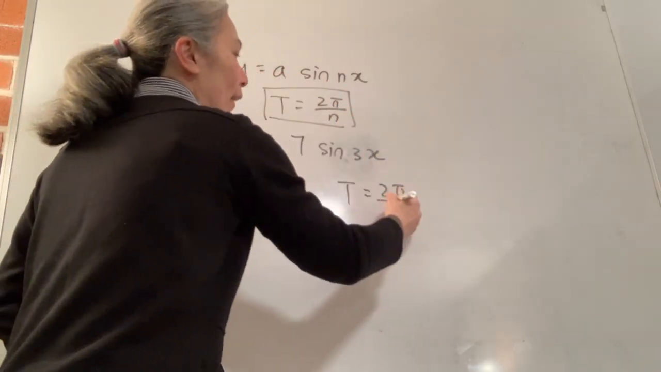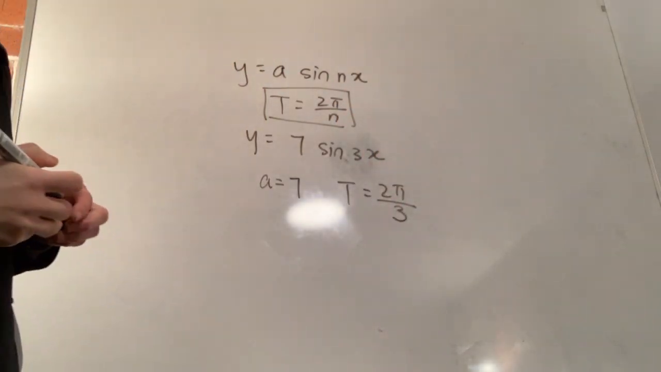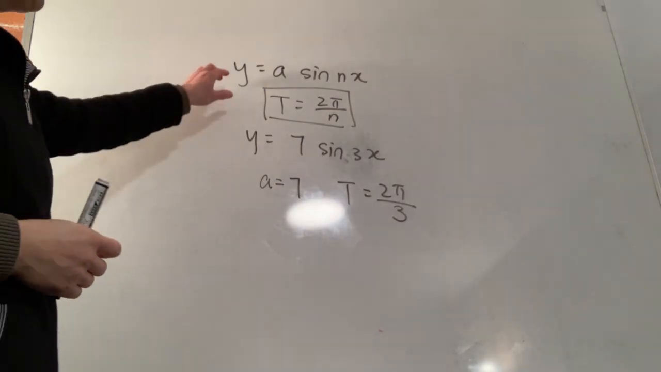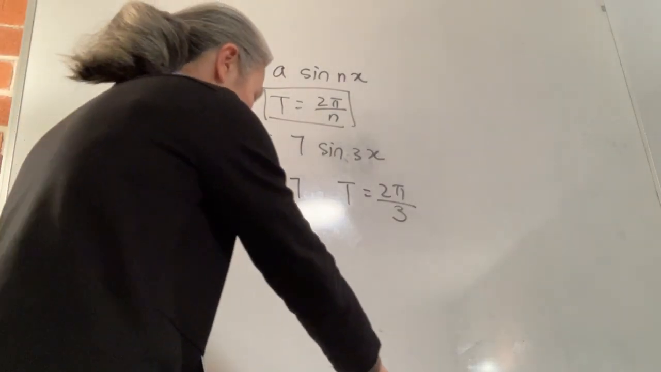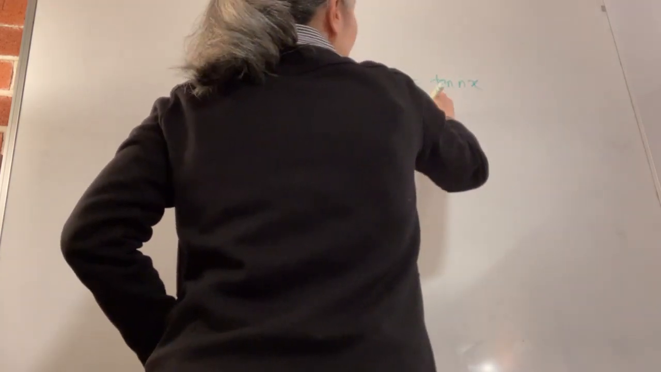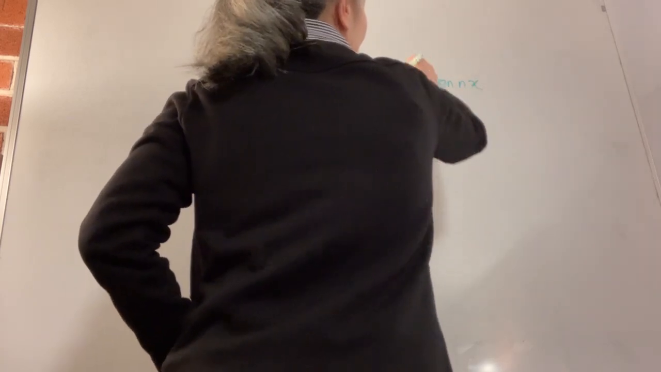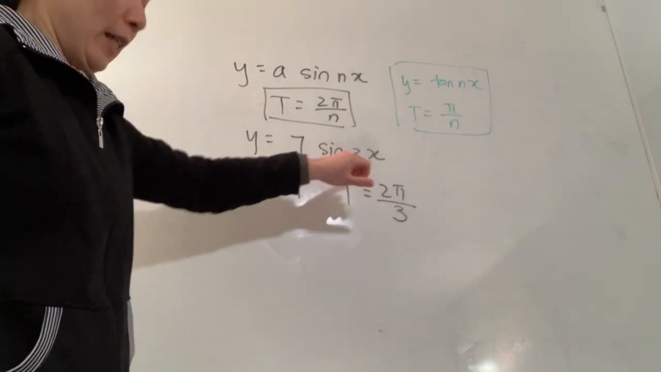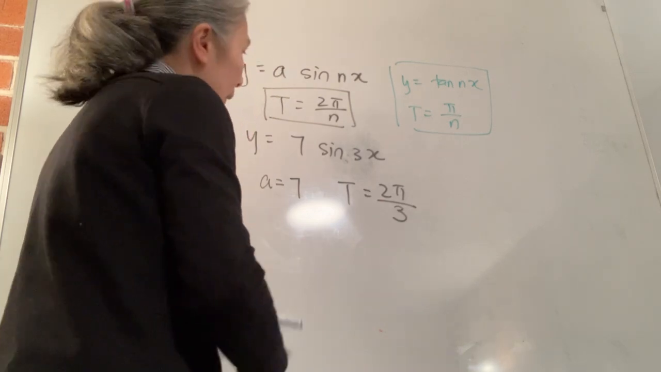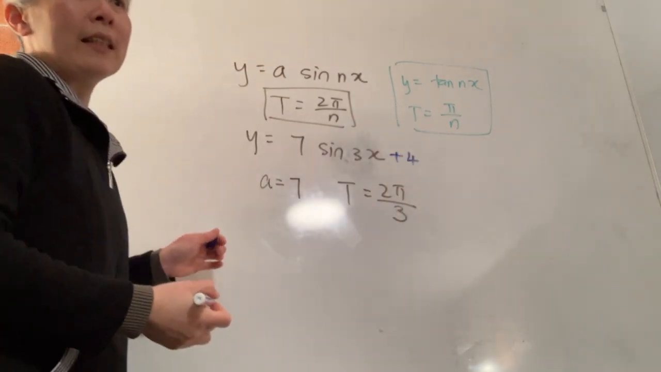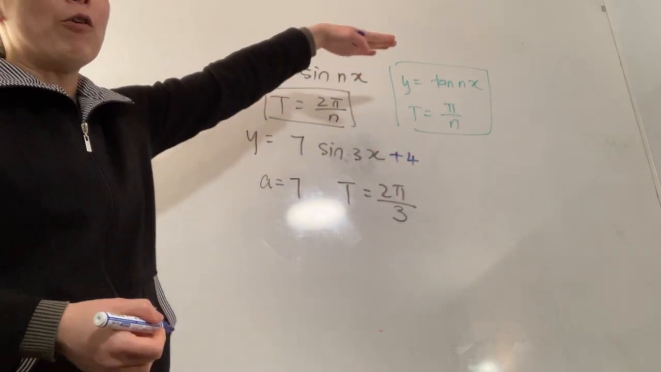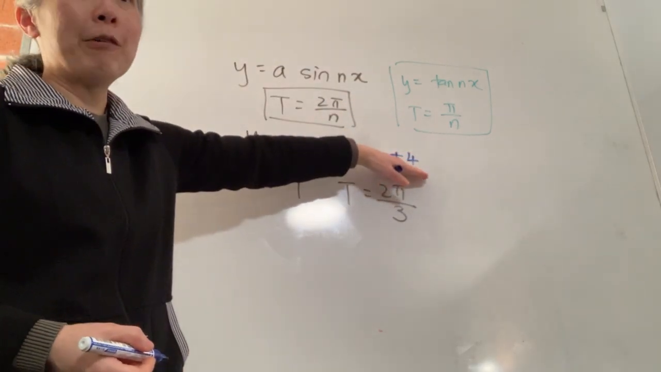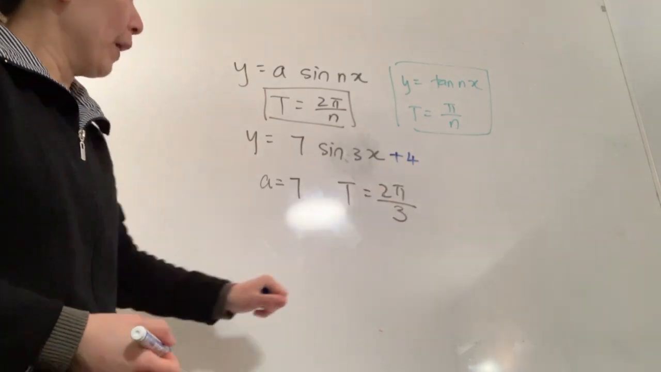Is that formula for everything here, for sine and cos? For sine and cos. For tan it is different. If you have y equal to tan nx, the period is equal to pi on n. There is no 2 pi, it's just pi on n. Alright, so those are the only two numbers that you need. If I add another number, if I have plus 4 in here, that means you shift your whole curve up by 4. That means your center of oscillation becomes 4. Okay, so that is what that 4 is for.